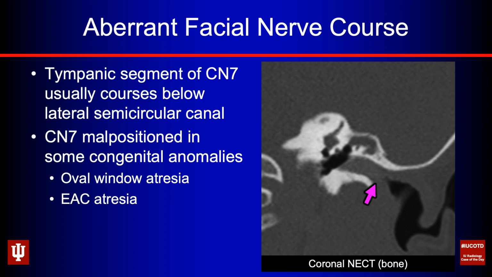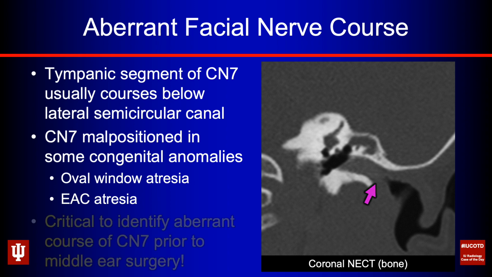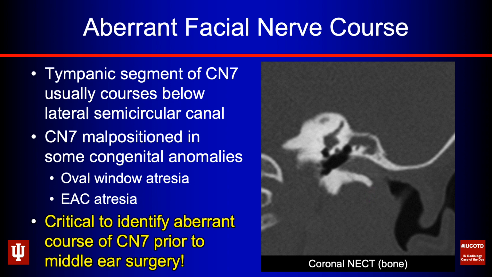And here again, you can see that we have that membranous atresia of the EAC denoted by this magenta arrow. So again, stressing this, it's critical. It is absolutely critical for the patient that you identify the course of cranial nerve 7 prior to middle ear surgery, especially in those cases where it has an aberrant course like this.